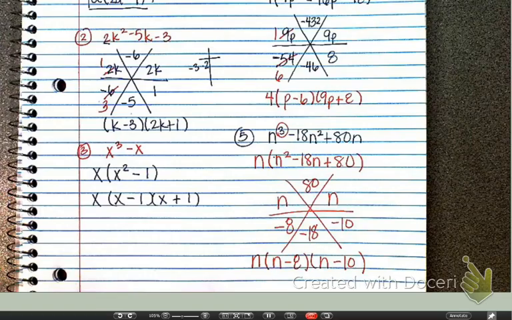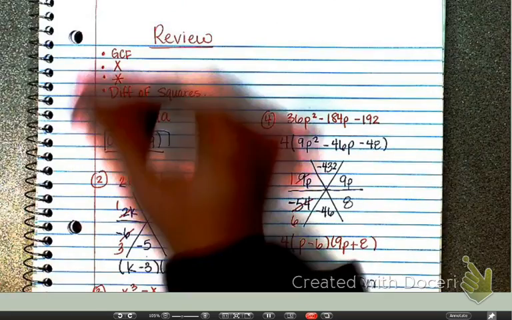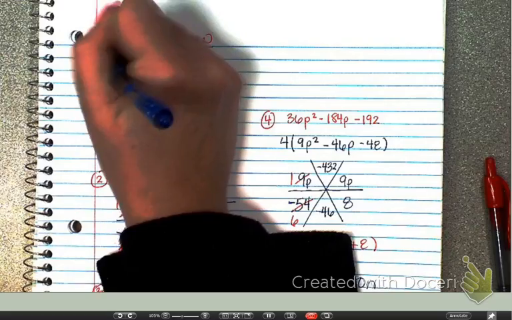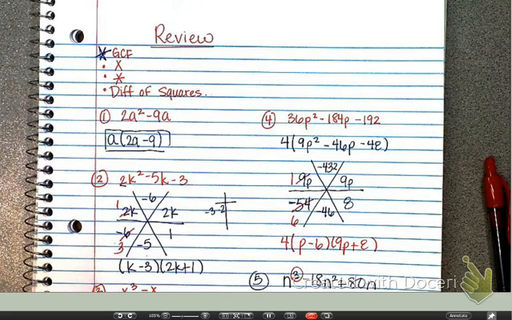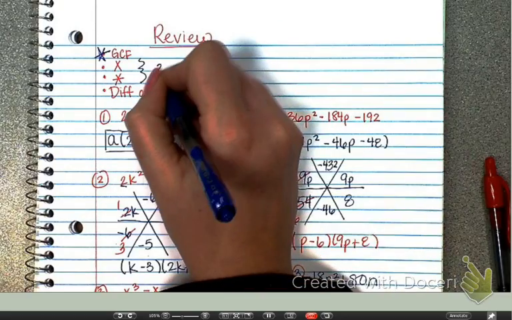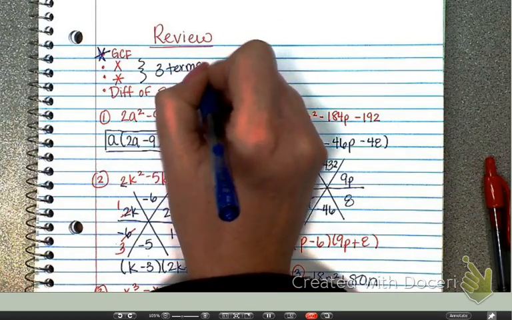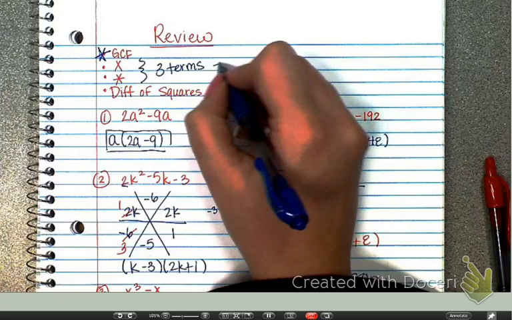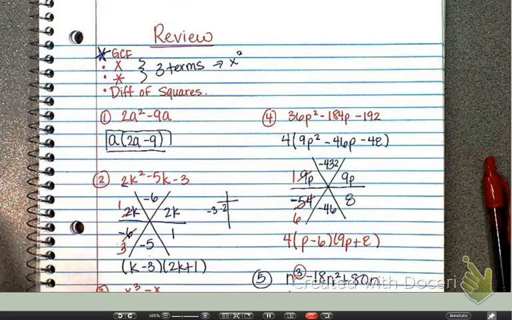Just make sure that you are checking all 4 ways to factor. Always start with GCF. Sometimes you can factor out a GCF, sometimes you can't. The x and the super x have to have 3 terms. Highest term is an x squared or whatever your variable is squared.